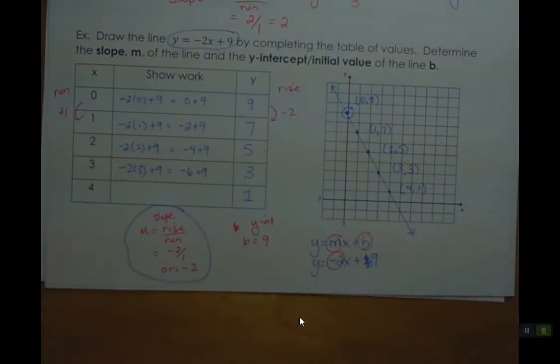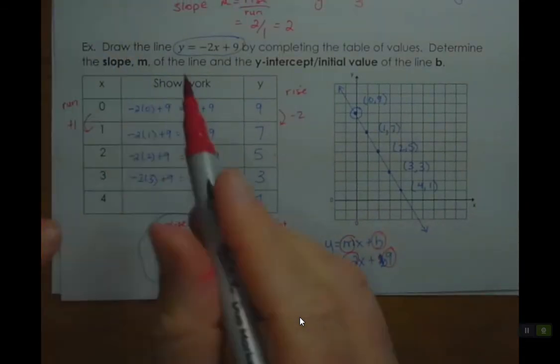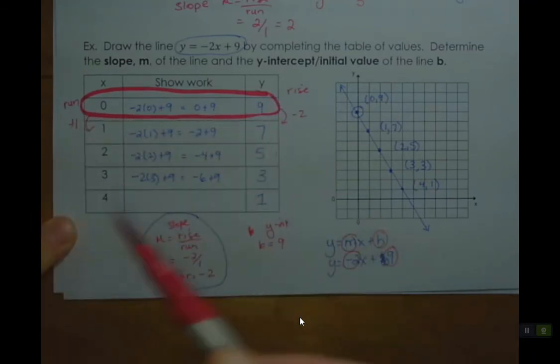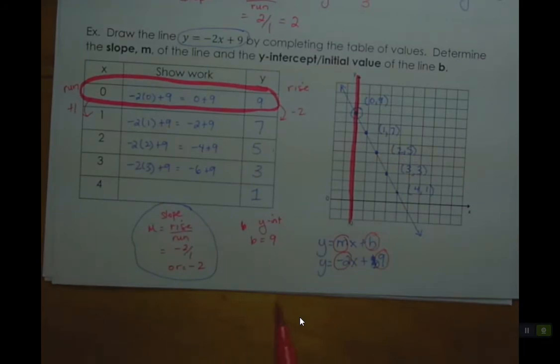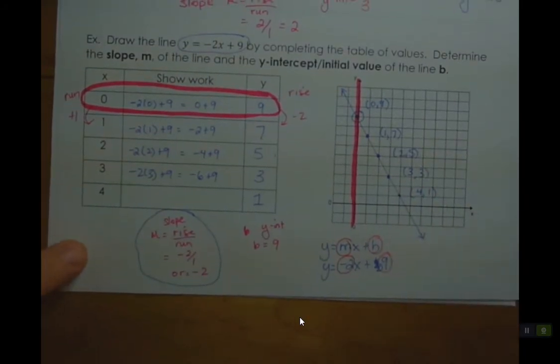All right, so you can find this information in 3 different ways. You can find it by the table of values. So this is my y-intercept, because that's where x equals 0. Same thing there. I can find it from my equation, and I can find it from my graph. 3 different spots give you the same information, and you should be able to interpret that moving forward.